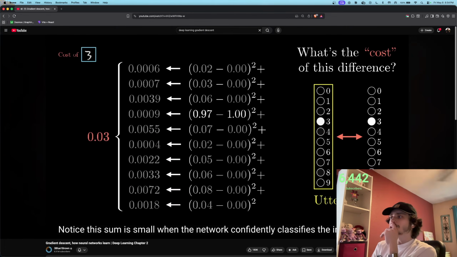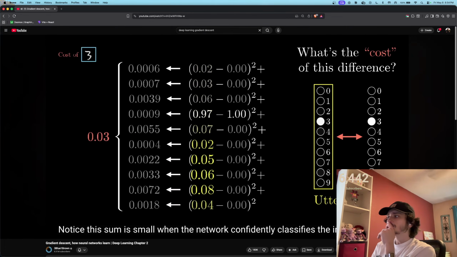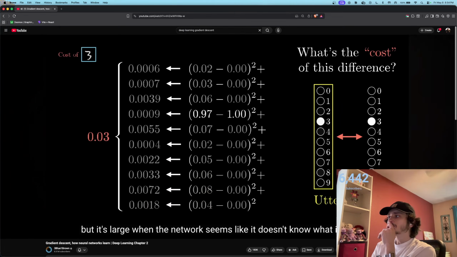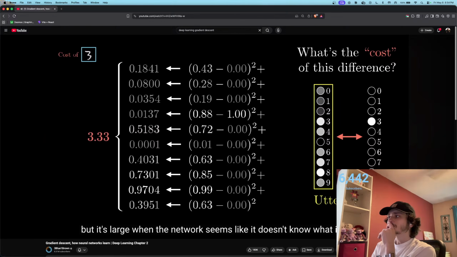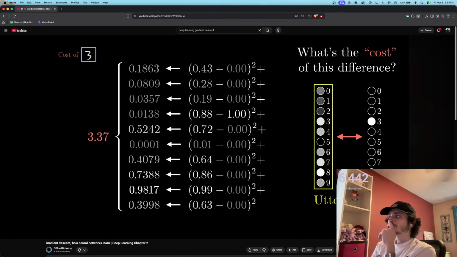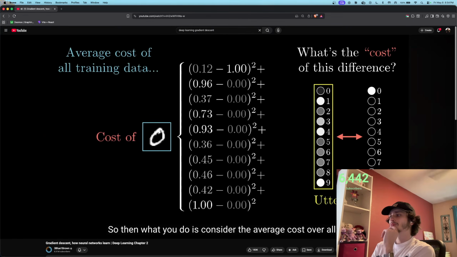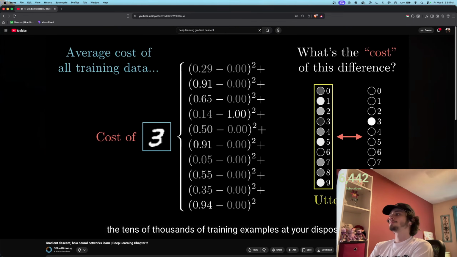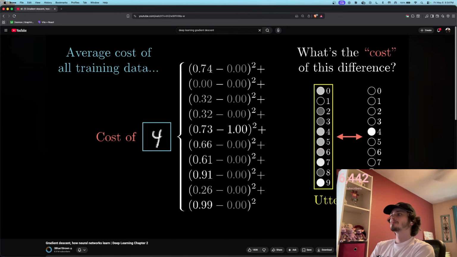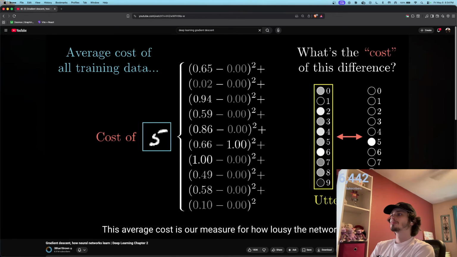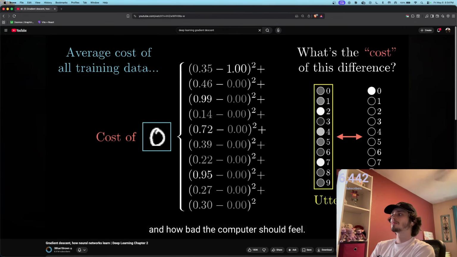Notice, this sum is small when the network confidently classifies the image correctly, but it's large when the network seems like it doesn't really know what it's doing. So then what you do is consider the average cost over all of the tens of thousands of training examples at your disposal. This average cost is our measure for how lousy the network is and how bad the computer should feel.